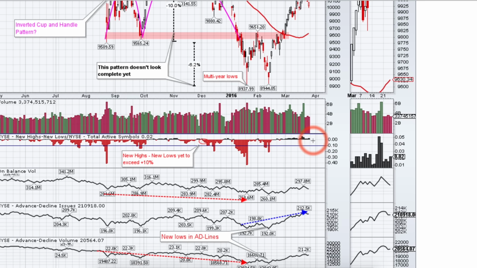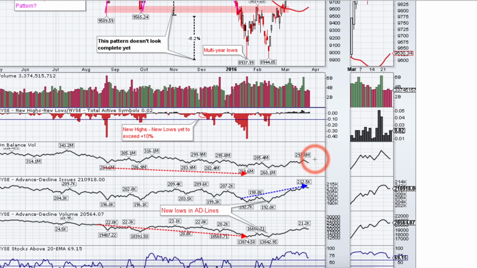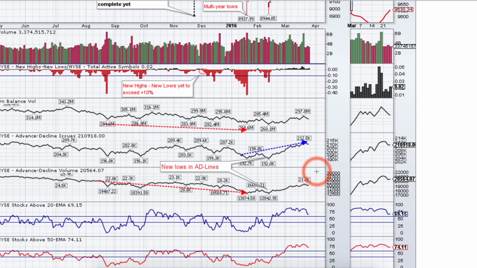Now down below here we also have the New York Stock Exchange Composite market breadth indicators. So we did improve in the number of stocks that are pushing higher in advance decline issues. But as far as the volume is concerned, the volume has been really pretty poor on this advance, both in on balance volume and the advance decline volume.